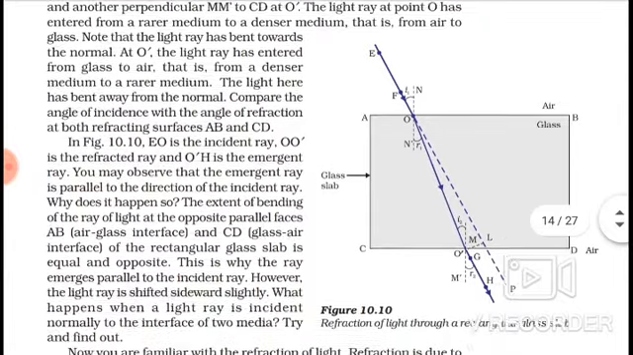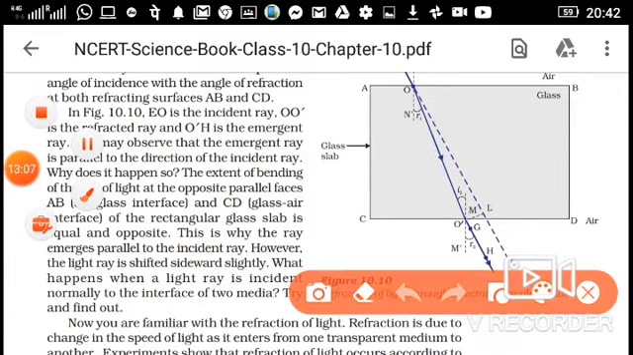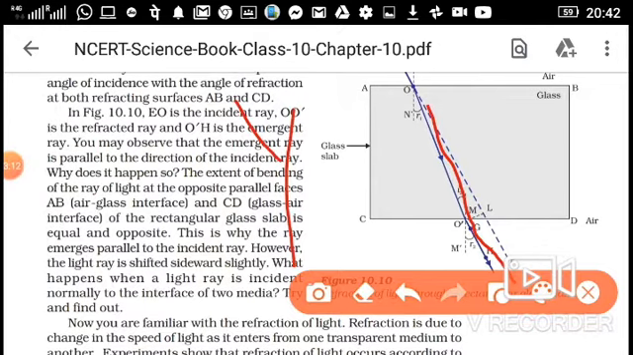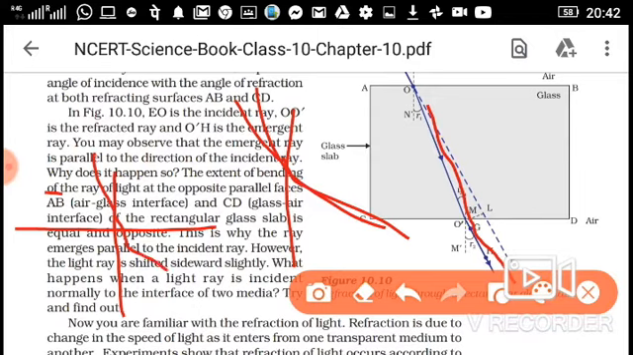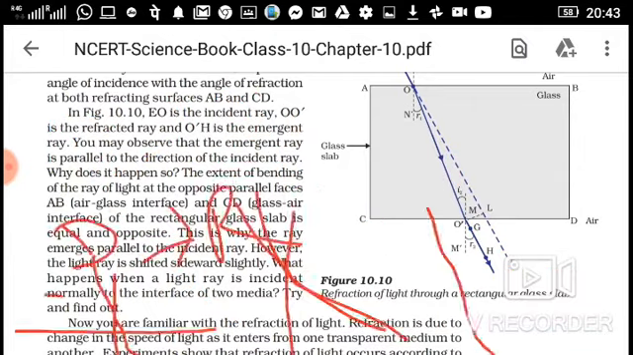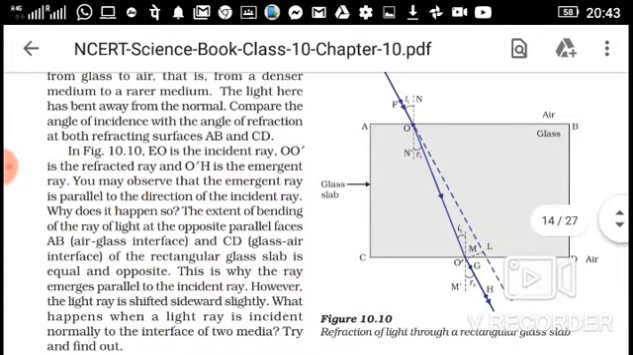But when it moves from glass to air, it moves away from the normal. This is the normal, and like this it moves away from the normal. Why? Because it enters from a denser to a rarer medium. The speed of light is increased, so it moves away from the normal. These are the two laws of refraction. Okay, you should remember these laws.